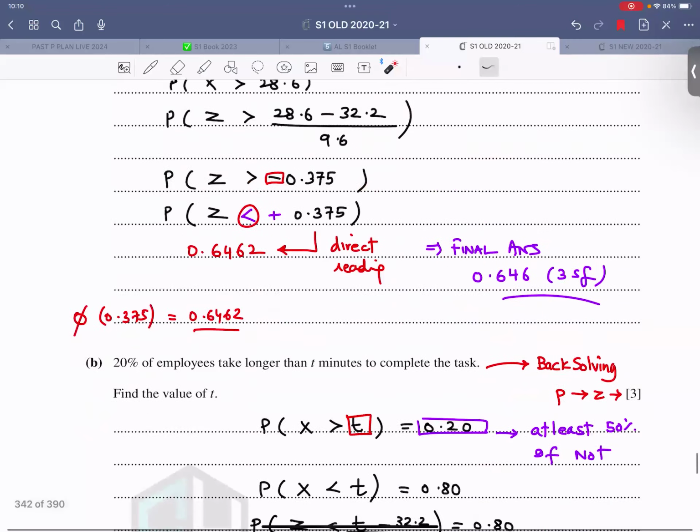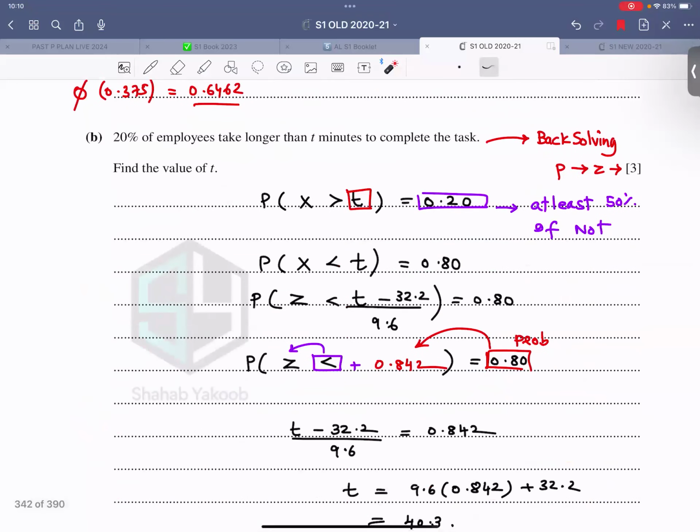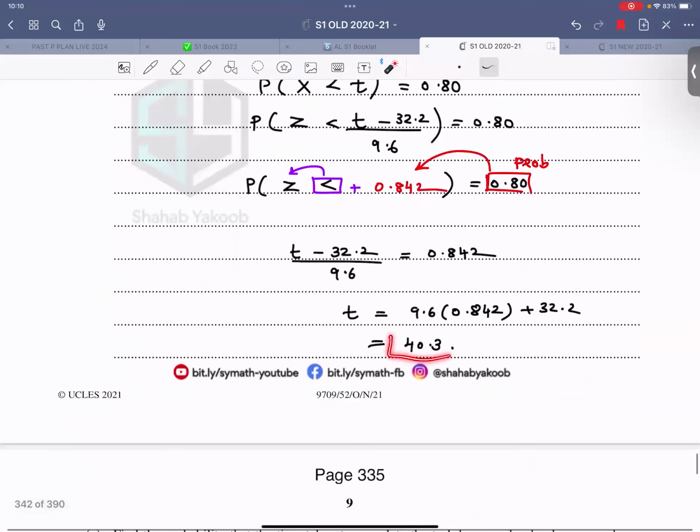Final answer, 0.646. 20% of the employees take longer than t minutes to complete the task, just like the question that we did. That is x greater than t is 20%. It should be at least 50%. Flip the inequality, subtract the probability from 1. Standardize. Table 80% is giving you 0.842, less sign positive, and then you get the answer.